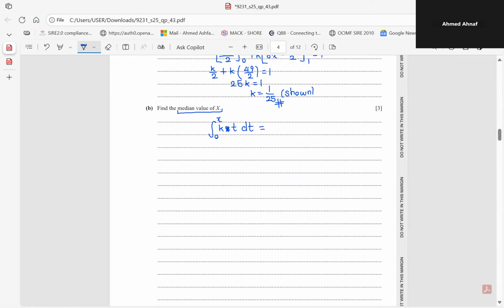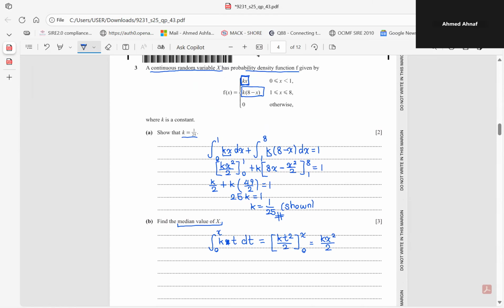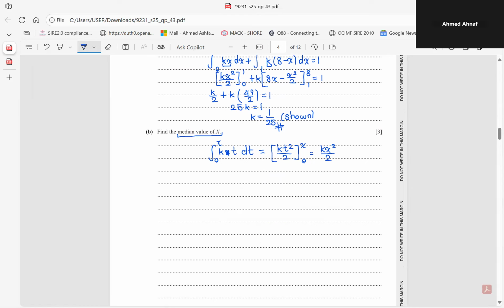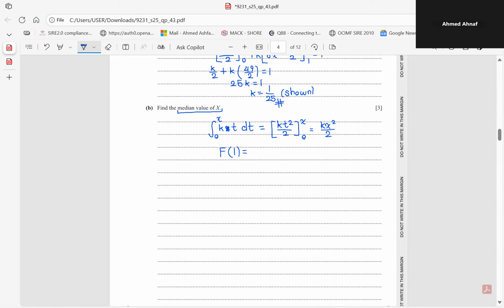Integrating this, we get kt squared over 2. With limits x and 0, you get kx squared over 2. Now, to find the second CDF using our second piecewise function, we should first substitute the lower limit of the domain of x. In this case, it's 1. So we put a big F of 1, and you will obviously just get k over 2.